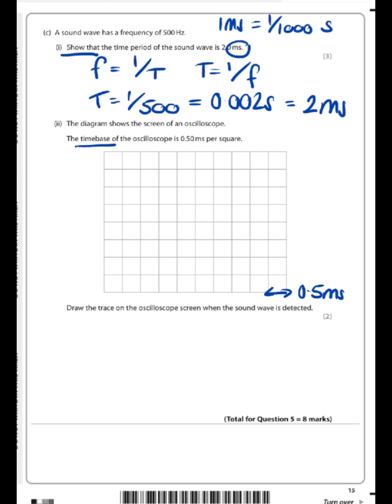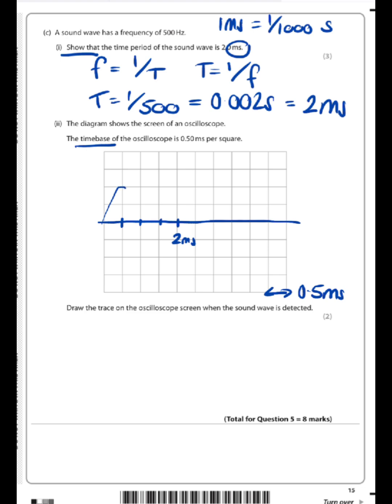So what we're saying then is if 1 square is 0.5, and if we just put a line through the middle here first of all to start us off, we can see that in order to achieve a time period of 2 milliseconds, well, if each of these is 0.5, 1, 1.5, 2, so there is our 2 millisecond mark, we can see that we should have 1 complete wave in that time. So what we then have to do is to draw a complete wave. The amplitude here doesn't matter, but 1 complete wave is 1 peak and 1 trough.